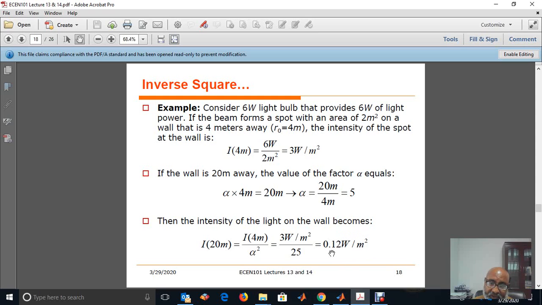This is how the receiver receives. The receiver captures the intensity. If the area of the receiver is 1 meter squared, then at a distance of 20 meters, I will have the intensity times the area of 1 meter squared, so it will be 0.12 watts. However, at a distance of 4 meters, if I multiply by 1 meter squared, I have 3 watts. So the intensity at 20 meters is very, very small compared to the intensity at 4 meters.